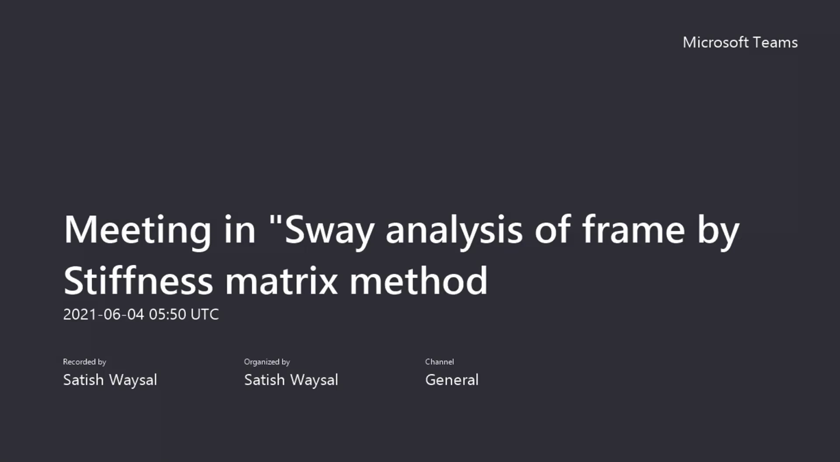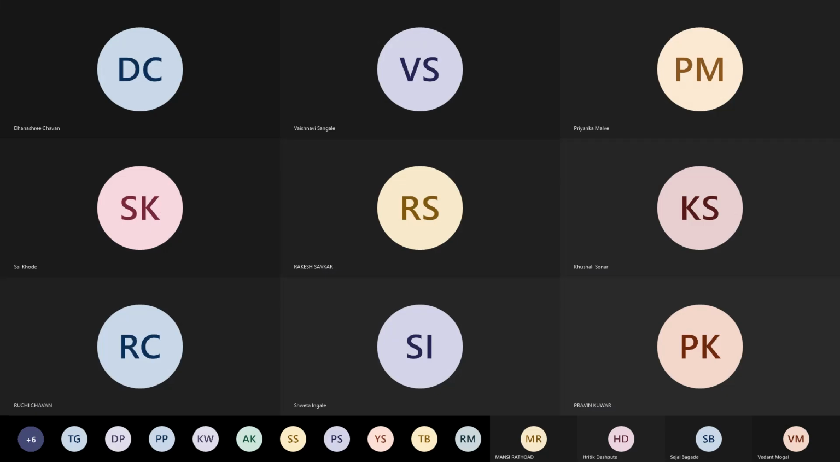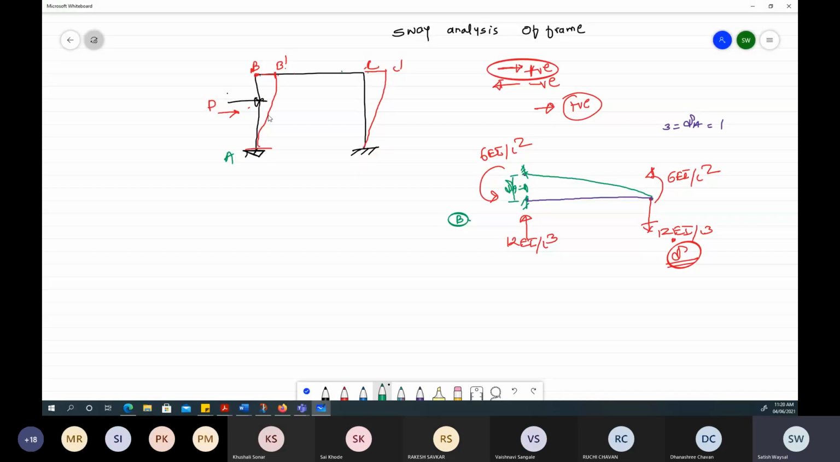For member B to C, there will be no translation for this horizontal member. But if you compare the column A to B, there will be translation for A to B, as well as the presence of theta B. Because of the translation from B to B dash, we have to analyze whether this delta is going to contribute in this theta or not.